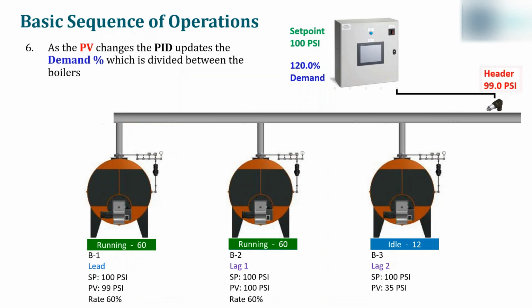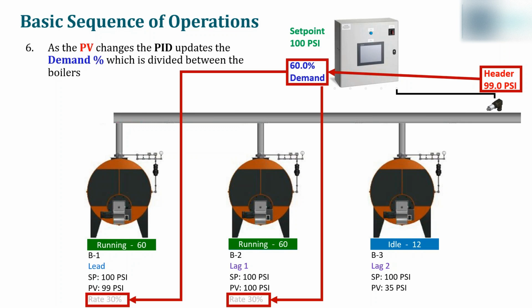As the process variable changes, the PID settings are going to update the demand percentage. And that demand percentage is then divided between the boilers yet again. Okay, so in this situation, our header pressure rose, so we got very close to set point, which means our demand percentage is going to go down, and then that demand percentage is divided between the 2 boilers. Okay, so we got our rates down to 30% on each boiler.